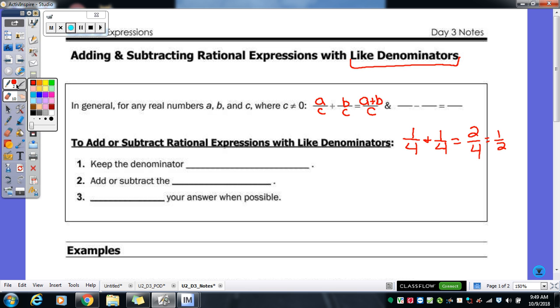Same rules apply even if you're doing subtraction. So if I have a over c and I'm subtracting b over c from it, subtract your numerators, keep your denominators. So that's the rule with adding and subtracting. You keep your denominator the way it is. Once there, it's the same. And then you add or subtract your numerators. And then reduce your answer when possible. And remember, to reduce our answers with these ones, a lot of times you've got to factor first, and then you cancel out your like terms.